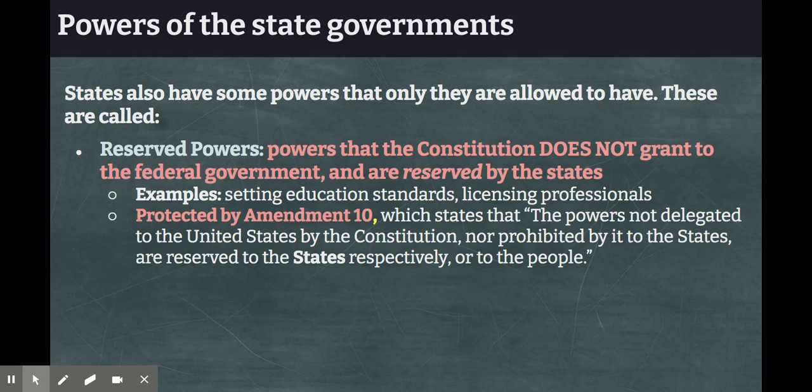So what that's saying there, right, is if it's not explicitly granted to the federal government, then it's either reserved by the states or by the people, which is where that name reserved powers come from. And examples of this would be setting education standards and licensing professionals, right? So my teaching credential is granted to me by the state of California, not by the federal government, and California sets its own education standards, which is why you learn about California state history in 4th grade and not, I don't know, Texas state history.